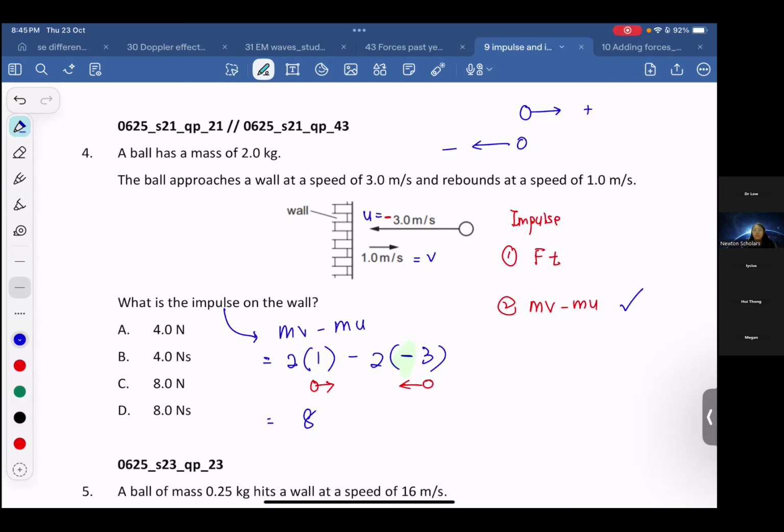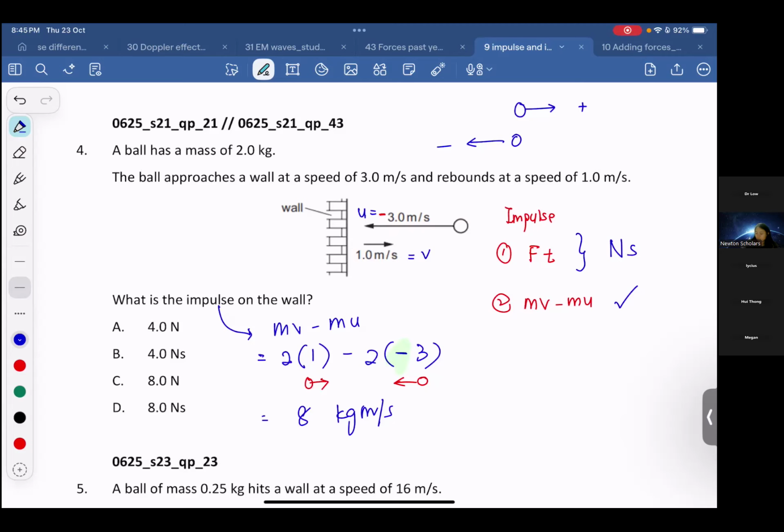A. But then just now, who is that? Is it Megan or who? Not Megan. Hui Tong. Okay, the unit is wrong because this is called impulse, dear. Impulse, okay, MV minus MU is kg meter per second. But there is another unit called F times T, which is N times S. This one unit is kg meter per second. Both are the same.